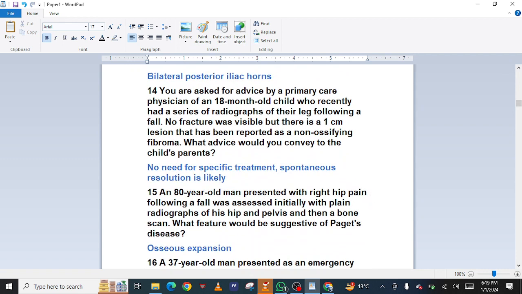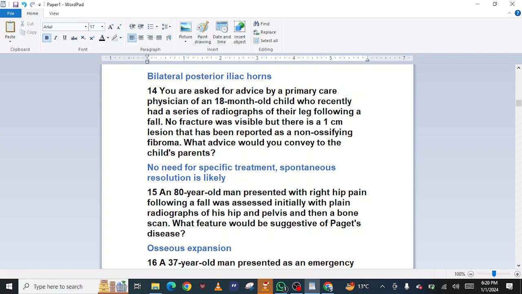14. You are asked for advice by a primary care physician of an 18-month-old child who recently had a series of radiographs of their leg following a fall. No fracture was visible, but there is a 1 cm lesion that has been reported as a non-ossifying fibroma. What advice would you convey to the child's parents? No need for specific treatment, spontaneous resolution is likely.